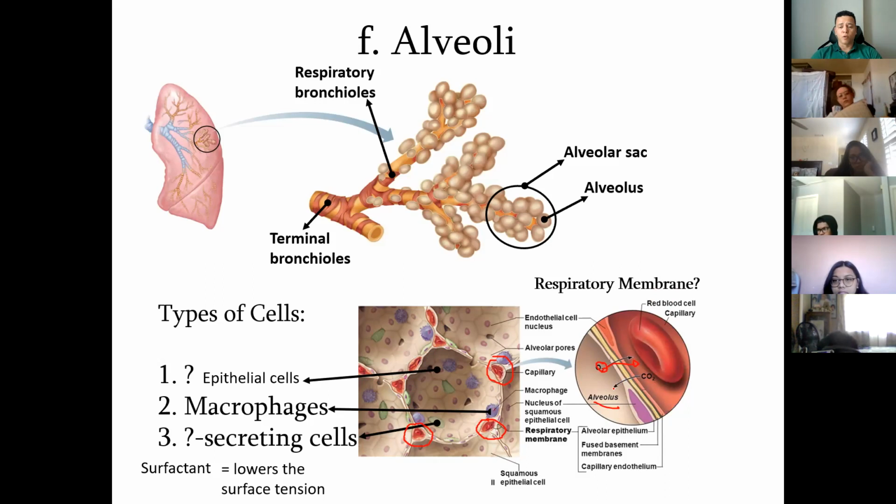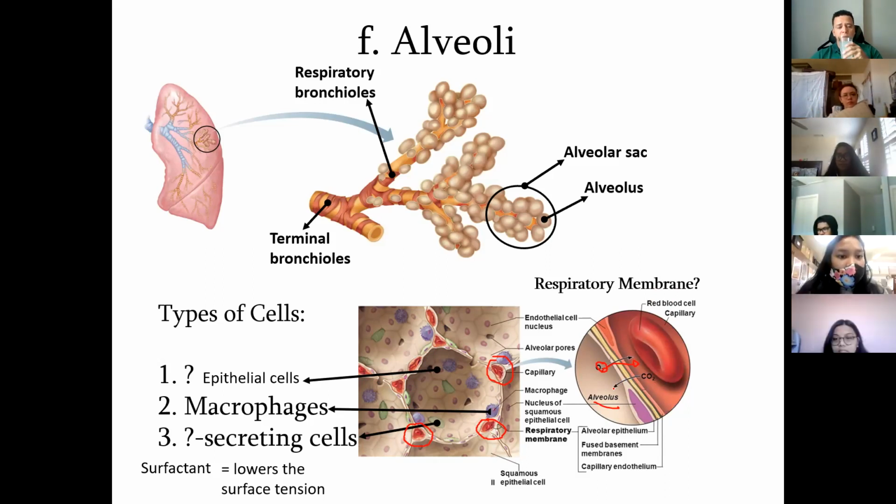Does anybody remember what is the mode of transport of oxygen and CO2 in the lungs? Simple diffusion. It is diffusion, okay? More specifically, it is simple diffusion. Basically, the oxygen and the CO2, which are gases and they are neutral and they are very small, can pass directly through the phospholipid bilayer. They don't need a transmembrane protein for that to happen. Okay?